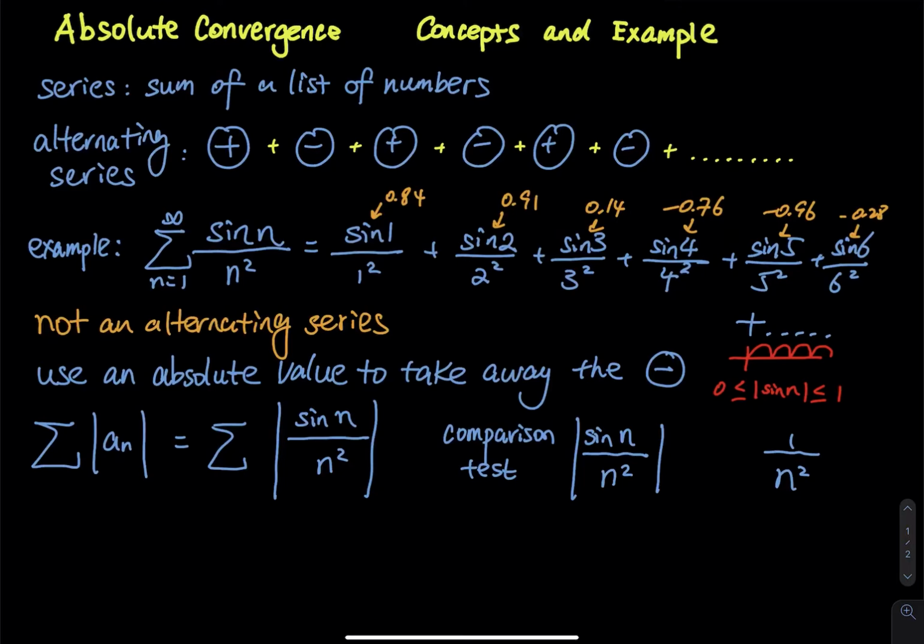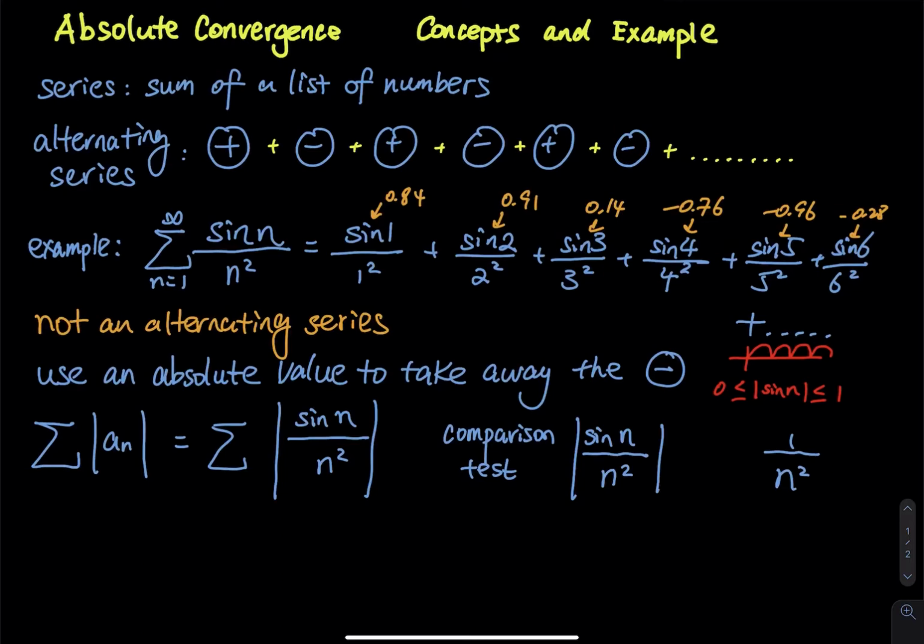So we have the sum of the absolute value of a_n, the last line, do you see that? The sum of the absolute value of a_n. So now we are taking the sum of the entire series, sine n divided by n squared, and we are taking an absolute value on that. So that leads me to a comparison test.